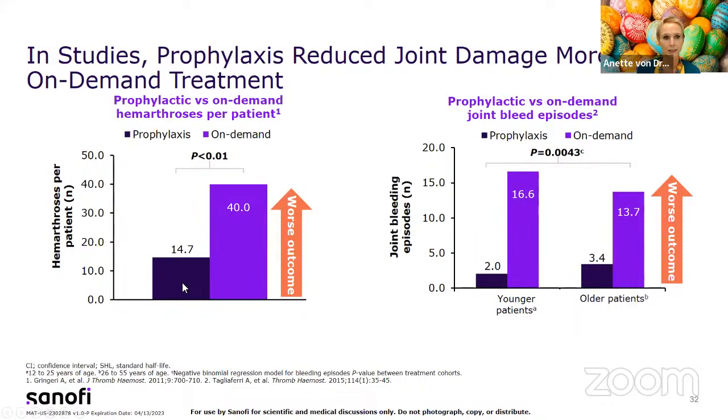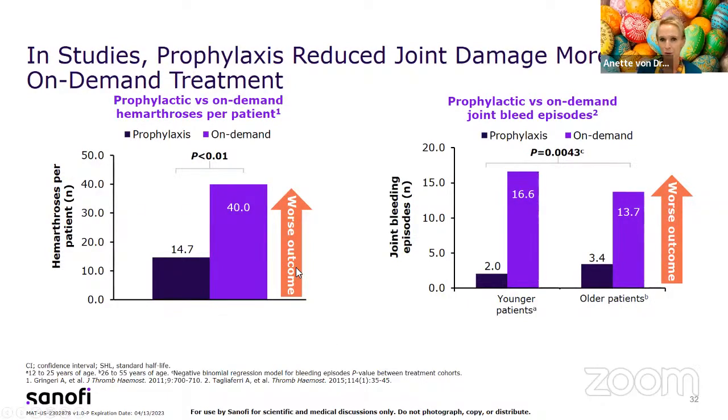And here is one study showing clearly that the hemarthrosis per patient goes up if patients are on demand. You can see here 40 hemarthrosis per patient or so compared to 14 if patients are on prophylaxis. But not only that, this correlates with worse radiographic outcomes. So yes, you have more joint bleeds, but what insurances at least 10 or 15 years ago wanted to see, something that we forget, is this really related to worse joint outcomes? And the answer is yes.